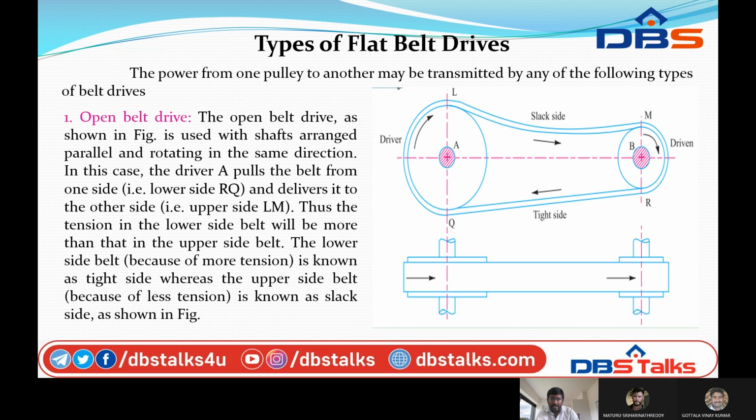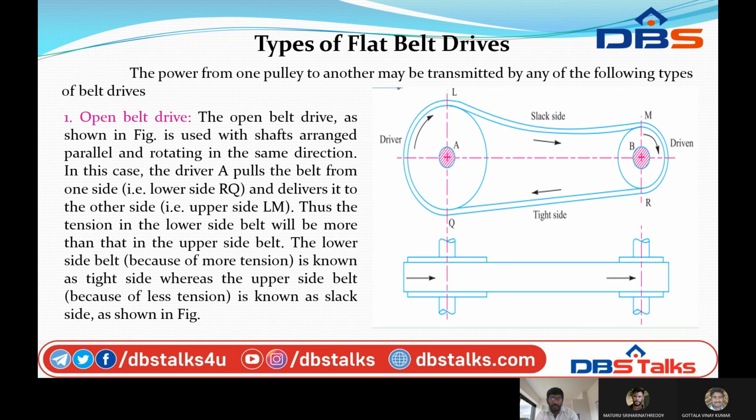The driver A pulls the belt from one side. So this is the driver A. It rotates in the clockwise direction. Driven B also rotates in the clockwise direction. It pulls the belt from the lower side, which is RQ, and delivers it to the other side, the upper side, which is LM. Thus the tension of the lower side of the belt will be more than the upper side of the belt.